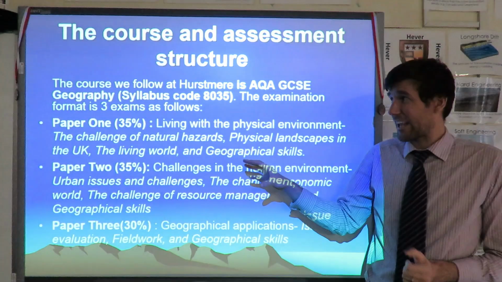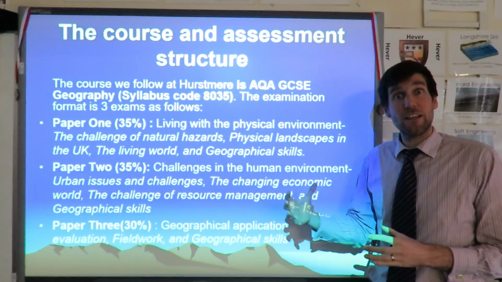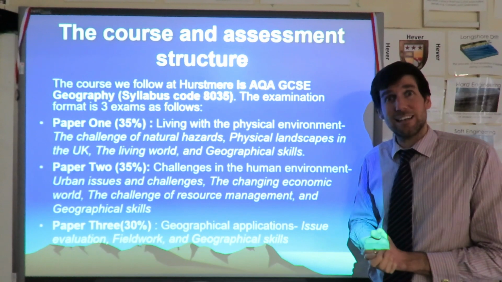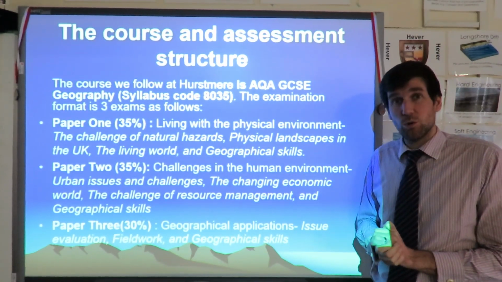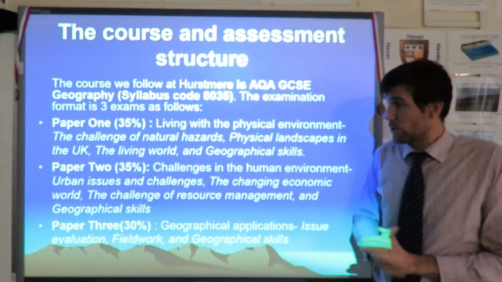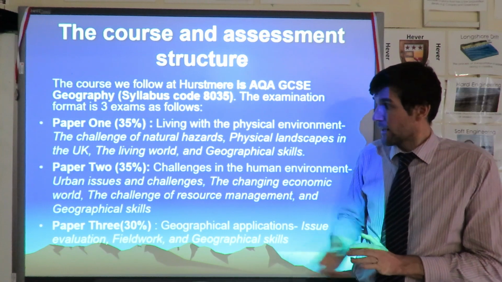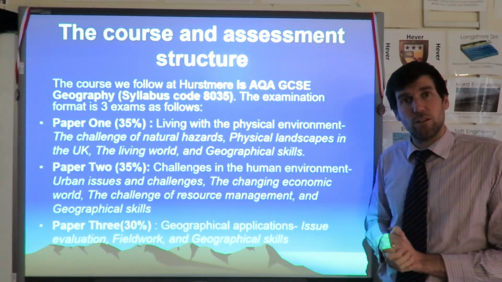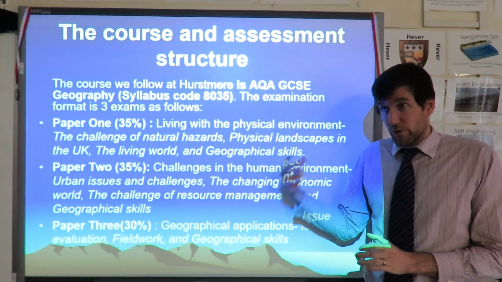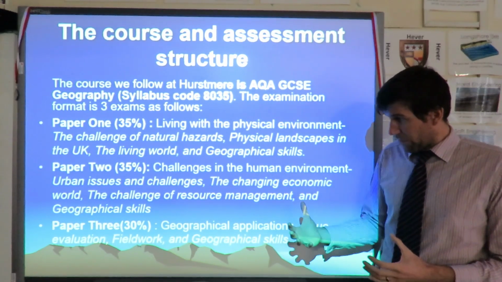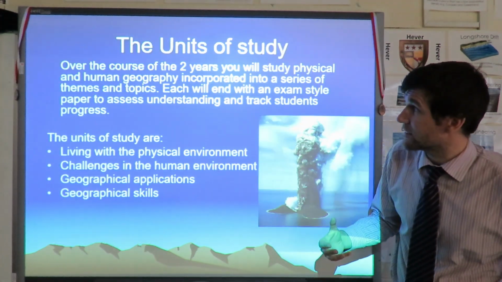The course itself is a 2-year course, and over the 2 years we prepare the students for 3 exams sat in the summer term of year 11. Paper 1 is a physical geography paper, paper 2 is a human geography paper, and both of those are 35%. Then paper 3 is 30% of the final mark, and that is all to do with geographical skills, geographical evaluation, critical thinking and fieldwork. Okay, I'll go into a bit more detail on these now.